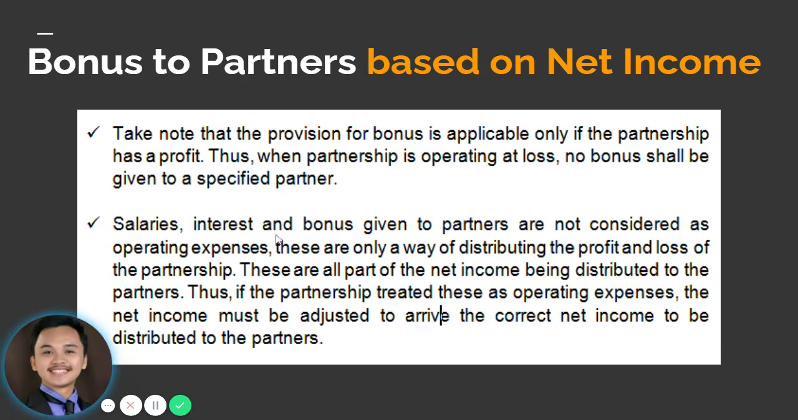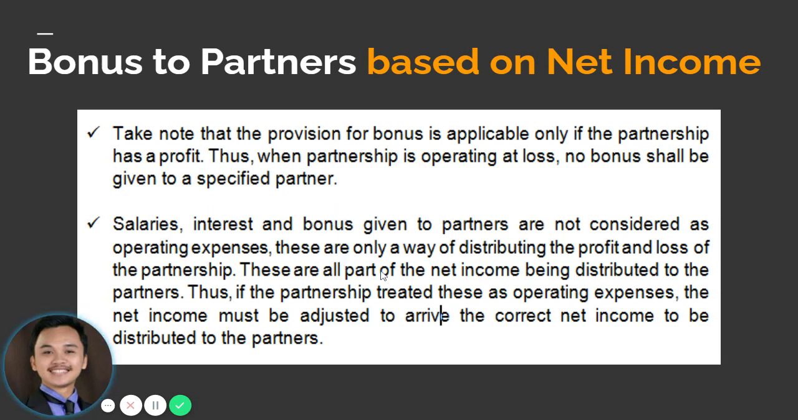And then salaries, interest, and bonus given to partners are not considered as operating expenses. These are only a way of distributing the profit and loss of the partnership. These are all part of the net income being distributed to the partners. Thus, if the partnership treated these as operating expenses, the net income must be adjusted to arrive at the correct net income to be distributed to the partners. So therefore, in computing for the net income of the partners, such salaries, interest, and bonus will not be considered as an expense.